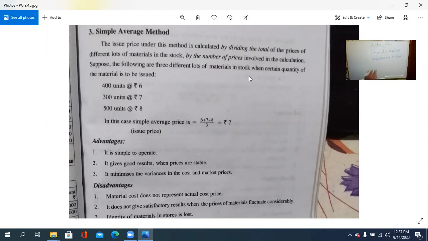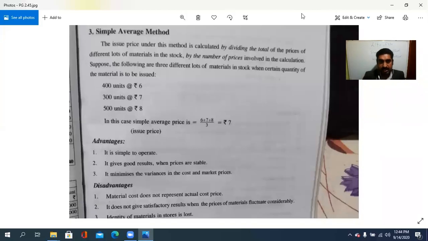From the name weighted average, weights are assigned based on the issue price as well as the receipt price. While simple average means an actual average. For example, if there are 3 items, 1 plus 2 plus 3 divided by 3.